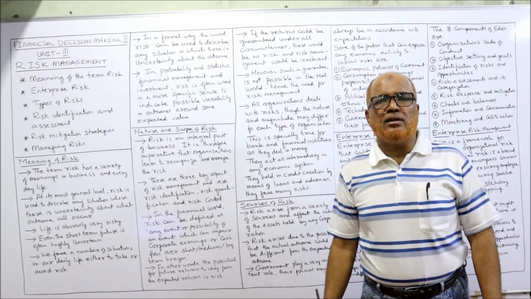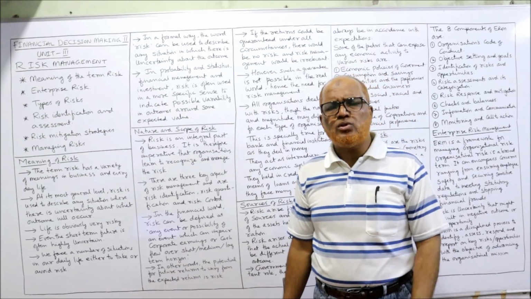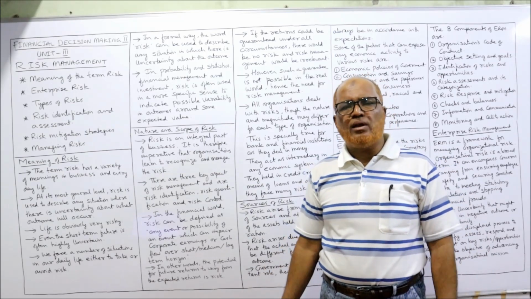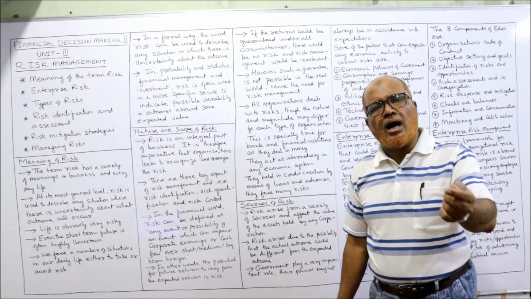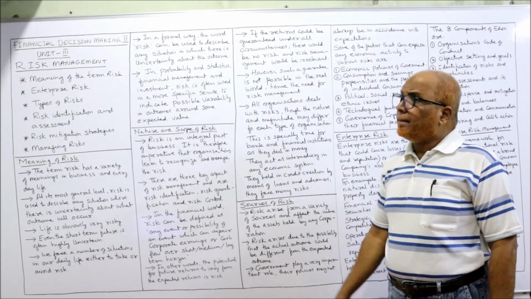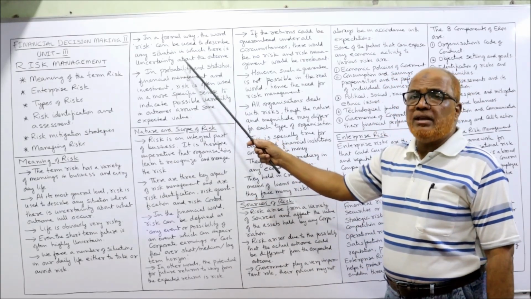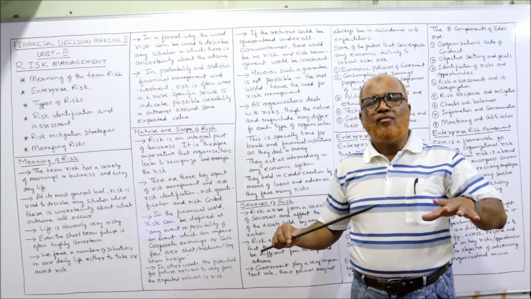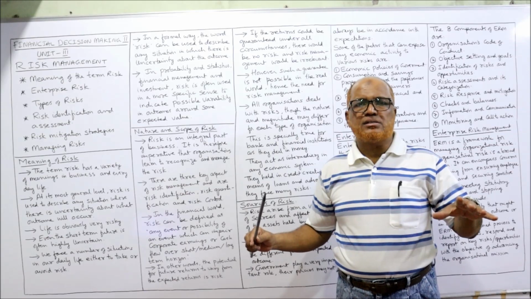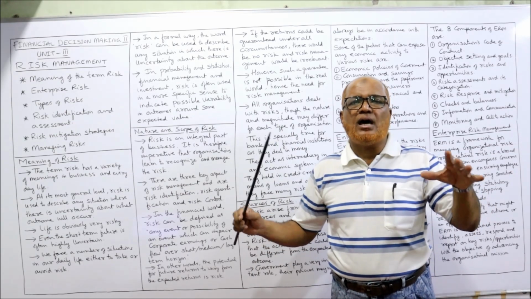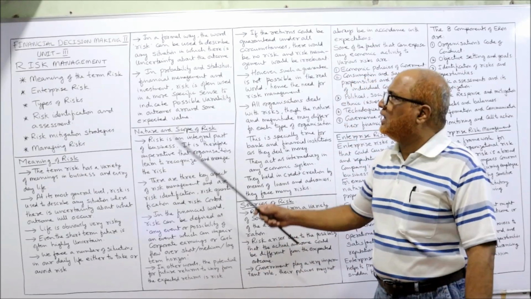Suppose I don't want to take the risk, I will leave the opportunity. I will not make the investment. Like this, so many situations will arise where we have to decide whether to undertake the risk or avoid the risk. In a formal way, risk can be used to describe any situation in which there is uncertainty about the outcome. This is the formal meaning of the term risk: a situation in which we are not certain about the outcome of any event.